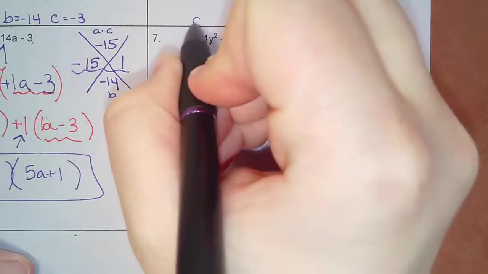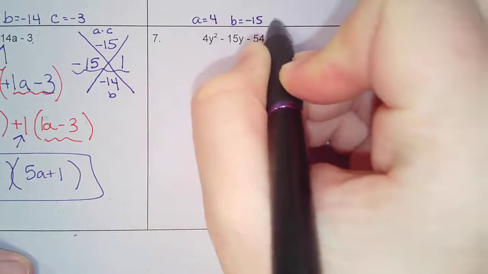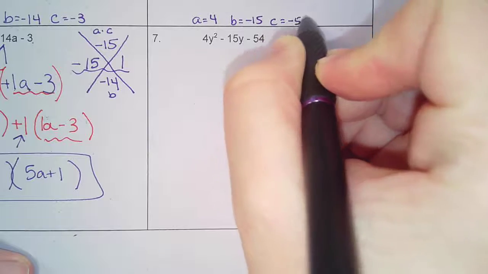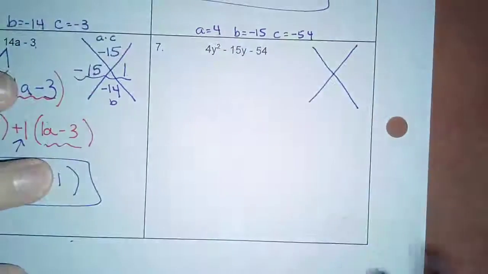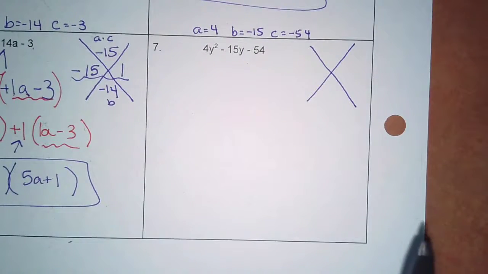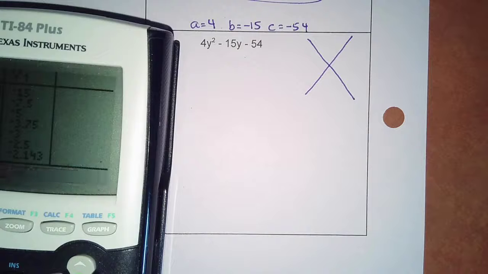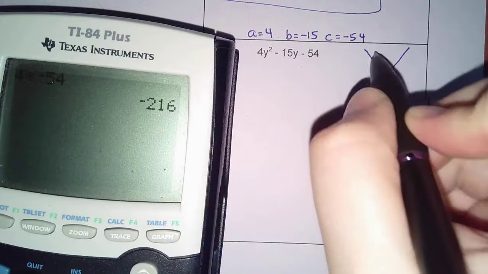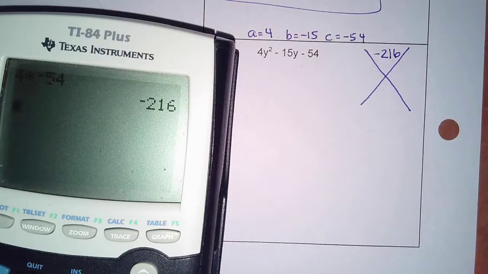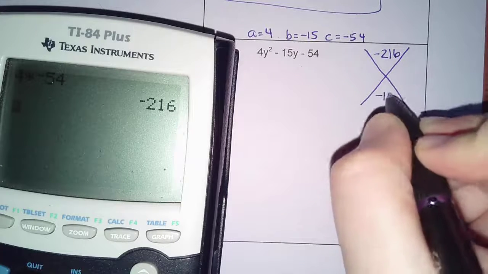All right, so we got a equals 4, b equals negative 15, c equals negative 54. Build your x. A times c. 4 times negative 54. Big number. Second mode. 4 times negative 54, negative 216. At the bottom are b, negative 15.